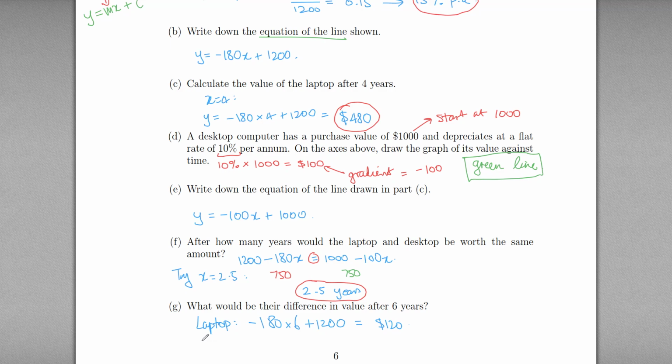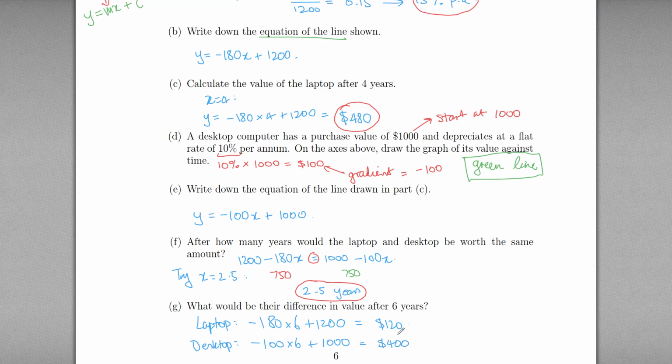Then the desktop is going to be this equation. So I'm going to put 6 into there. So negative 100 times 6 plus 1000. And I think that's just going to be 400. Or you can even think of it as just take away 100 6 times. So it'll be 400 left.